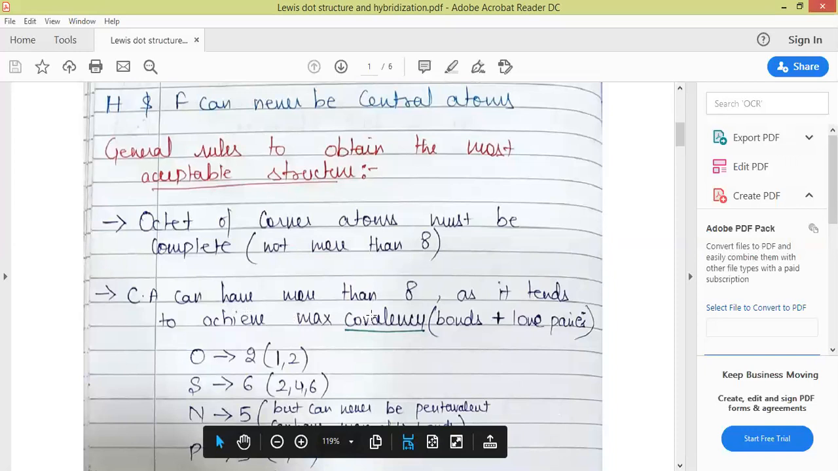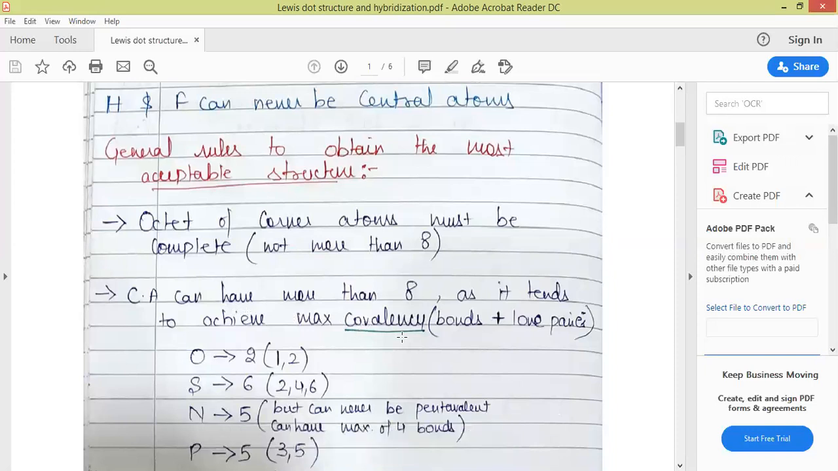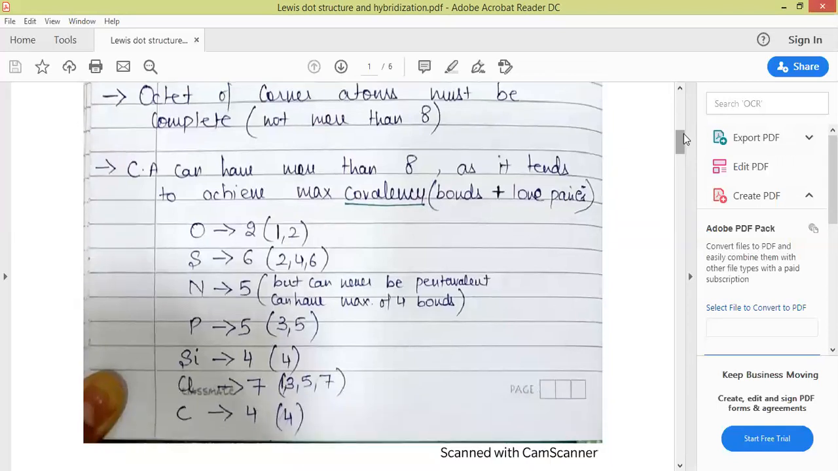By covalency, what do we mean? Covalency is the number of bonds plus lone pair electrons. Based upon this rule, oxygen can have a maximum covalency of 2. It can have a variable covalency, that is 1 or 2, but a maximum of 2. Sulfur can have a maximum covalency of 6, with variation of 2, 4 and 6.